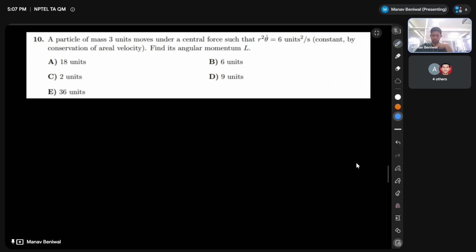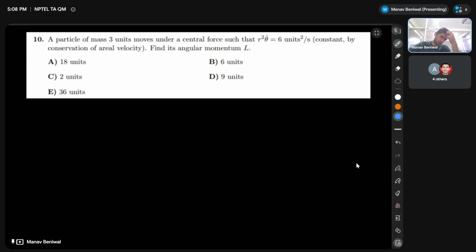Okay, next problem. We have a particle of mass 3 units that moves under a central force such that this r square omega is 6 units, constant by conservation of aerial velocity. Find its angular momentum L. Okay, 18 units. Yes, 18 units.